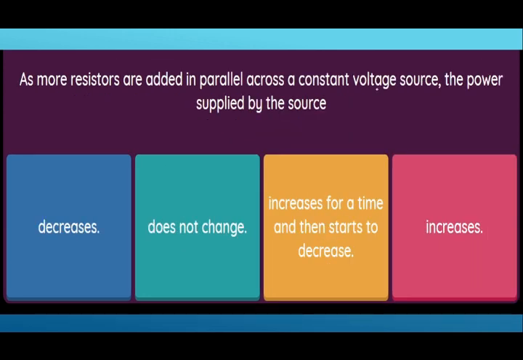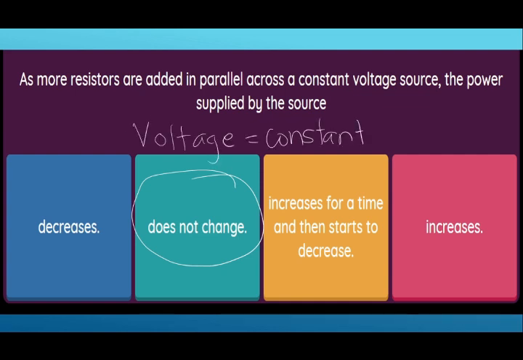Question number 4. As more resistors are added in parallel across a constant voltage source, the power supplied by the source: A decreases, B does not change, C increases for a time and then starts to decrease, and D increases. What do you think is the answer? Yes, the answer is it does not change. Take note that when resistors are connected in parallel, the voltage is constant.